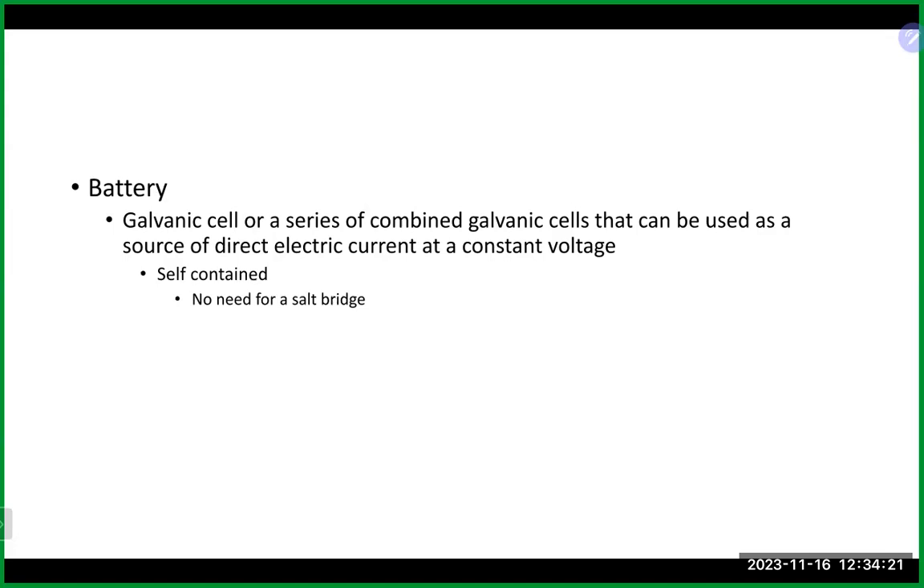But batteries, in a sense, are really just a galvanic cell or a series of galvanic cells that are hooked together for direct electrical current at a constant voltage. They're self-contained, so you don't have sloshing beakers as you try to hook up your car or whatever to it. Or, you have no need for a salt bridge as well. There are other things used in place of a salt bridge that function very similarly to help keep the charges from building up. But batteries, as we talked about the other day, really do function the same way because they are galvanic cells.